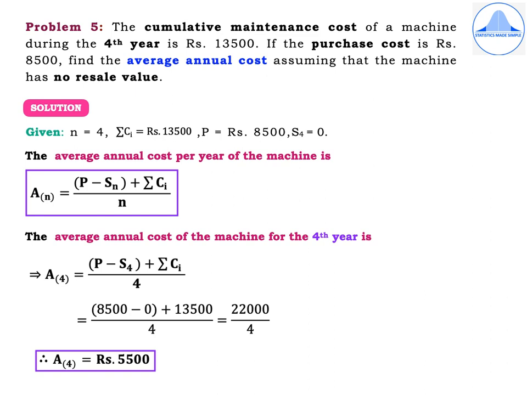Then write the average annual cost per year of the machine formula, which is AN is equal to P minus Sn plus summation Ci divided by n. Hence, the average annual cost of the machine for the fourth year would be denoted by A4 is equal to P minus S4 plus summation Ci divided by 4, which is equal to 8,500 minus 0 plus 13,500 divided by 4, which is equal to 22,000 divided by 4. So we get A4 is equal to rupees 5,500.